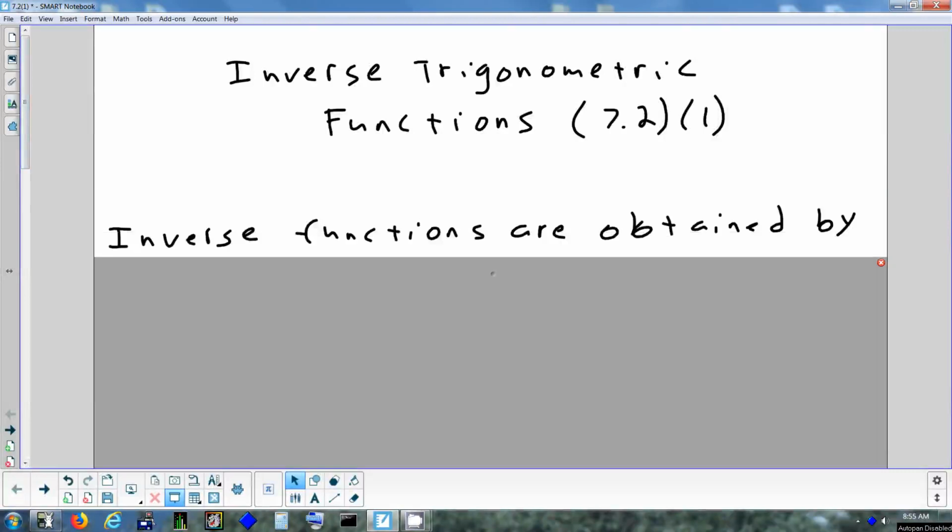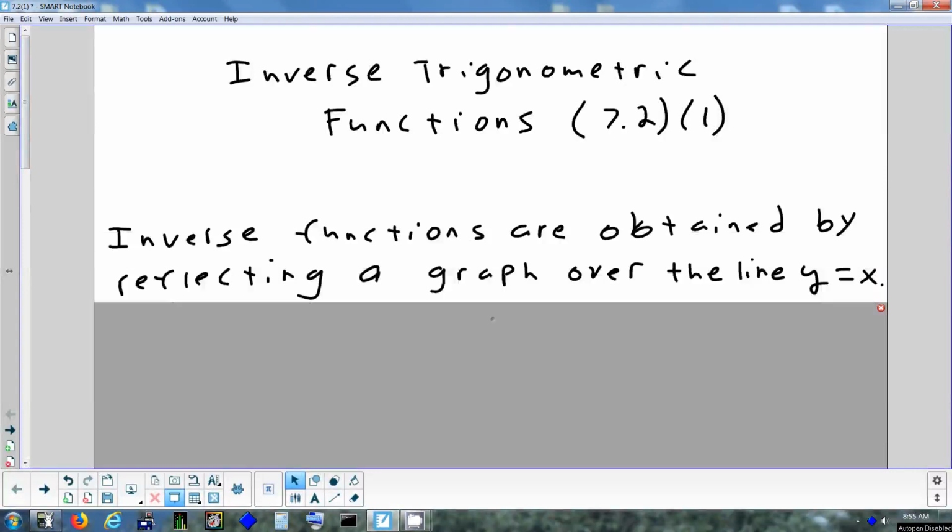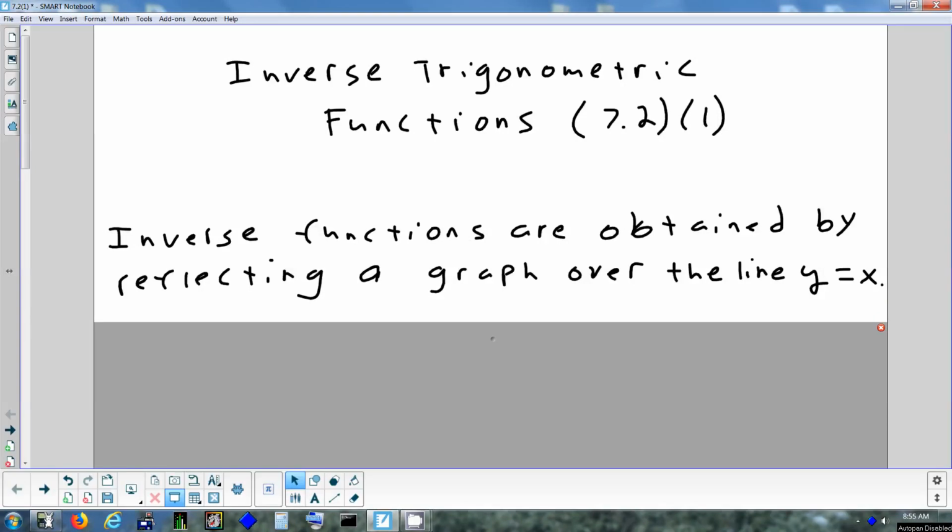First of all, I just want to explain what an inverse is visually. With certain conditions, you can take the inverse of any graph, not just trig graphs, but any graph. And if you want to think of an inverse visually, an inverse function is a mirror image over the line y equals x.